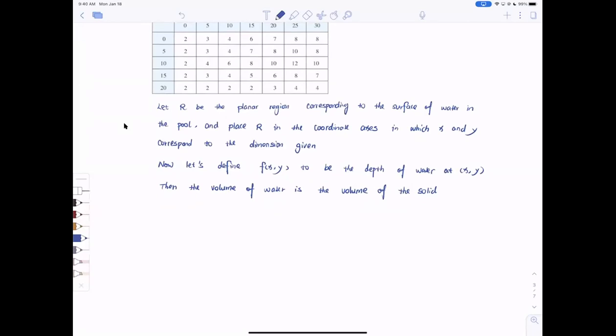Where am I? Then the volume of water is the volume of the solid that lies below our f(x,y) and above our rectangle R.